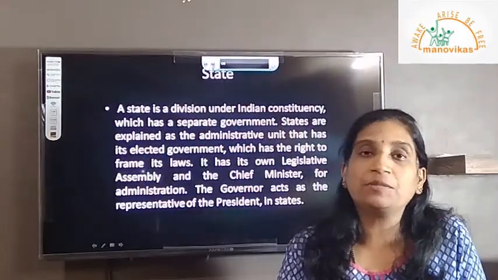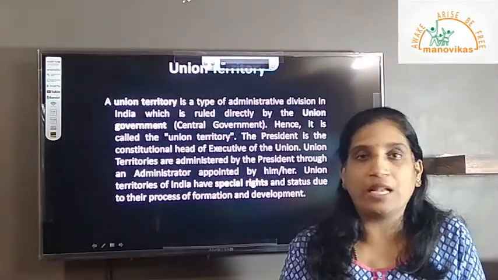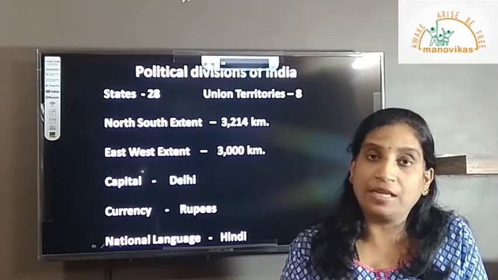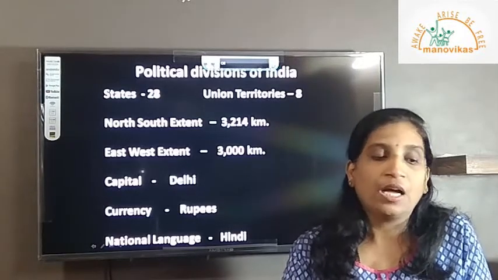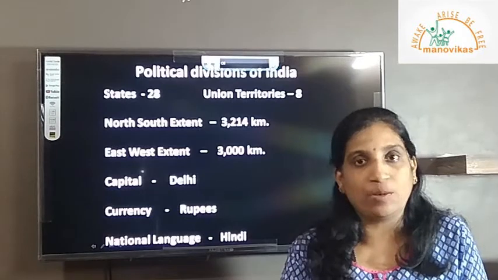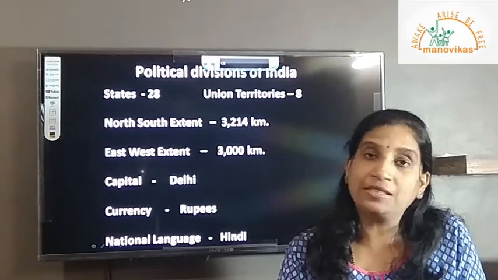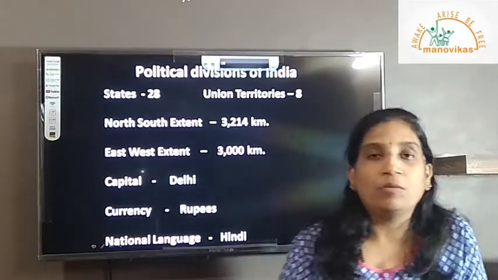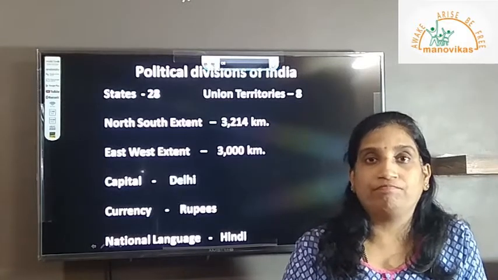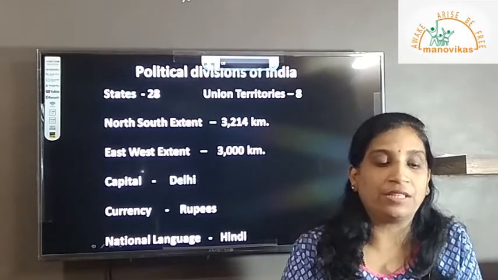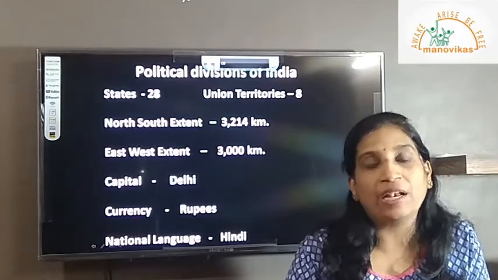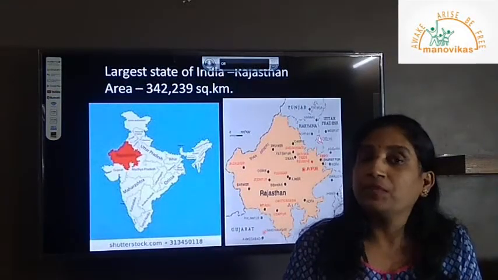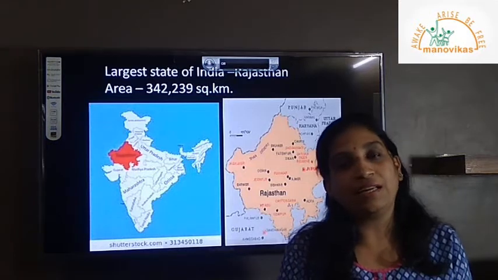So we have seen the difference between states and union territories also in the last class. We have seen how the political divisions of India are, that is the number of states and union territories, north-south extent, east-west extent. The capital of India is Delhi. The currency we use is rupees, and the common national language throughout India is Hindi, although we have different local languages in all the states.